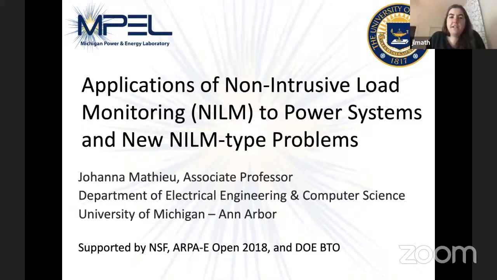Yeah, so my talk is called Applications of Non-Intrusive Load Monitoring to Power Systems and New Non-Intrusive Load Monitoring Type Problems. And this work is supported by NSF, ARPA-E, and the Department of Energy.